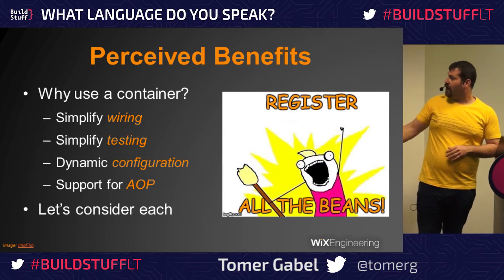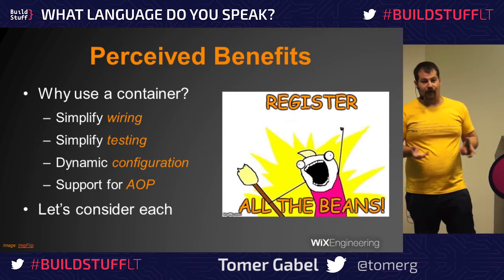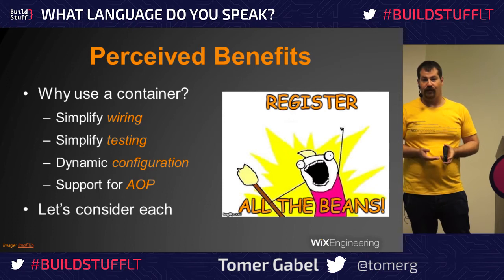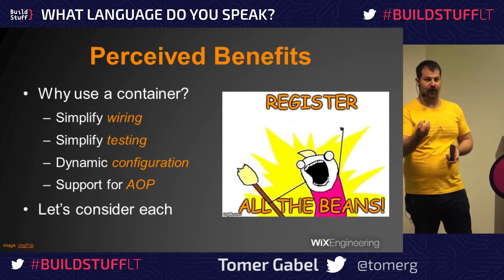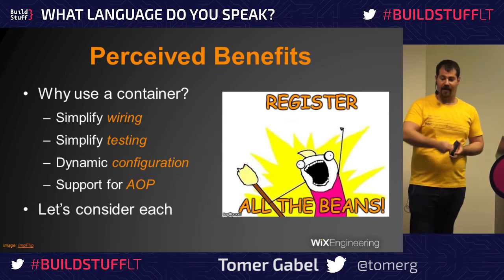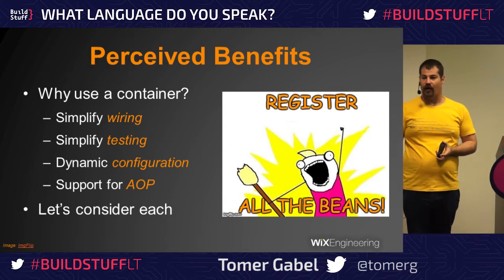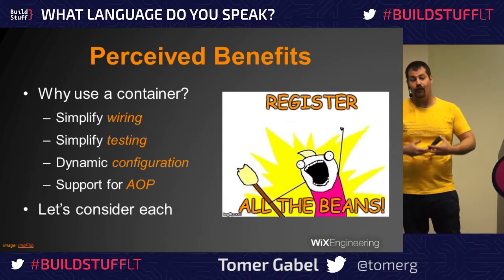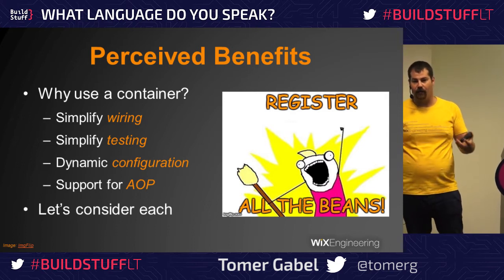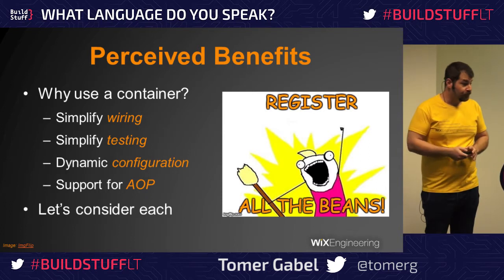And finally, it makes aspect-oriented programming a much easier thing to do because you have this infrastructure core component that intercepts everything going on in your system, and it can choose to wrap pretty much any instance of any component with an aspect.